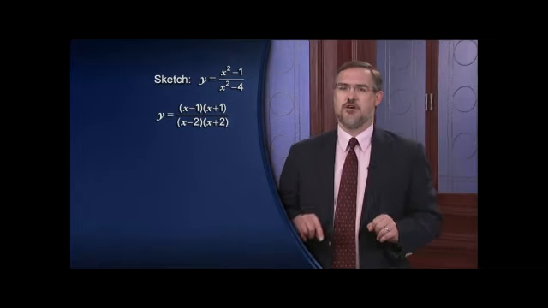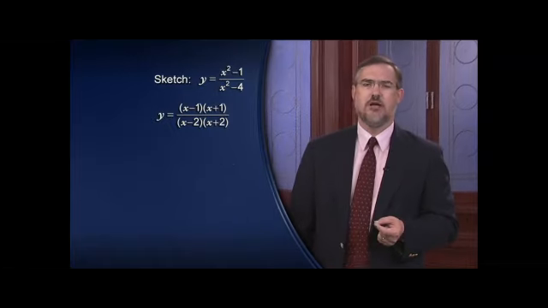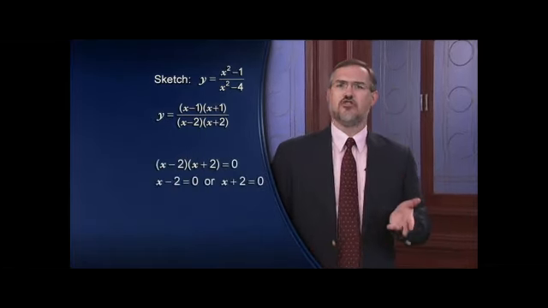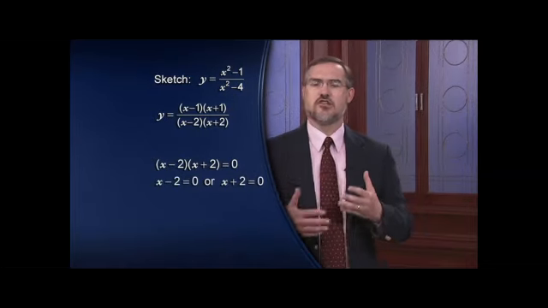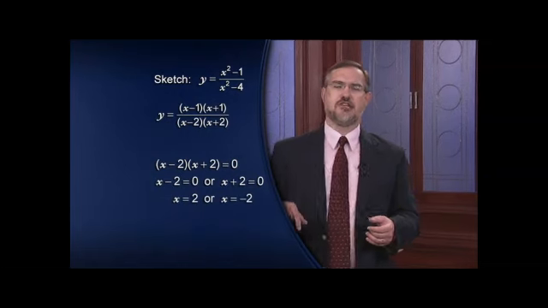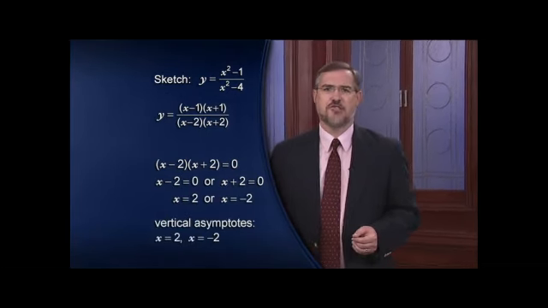Now, vertical asymptotes. Well, now you look at when the denominator equals 0, (x minus 2)(x plus 2) equals 0, and the two values of x that are going to cause those vertical asymptotes to occur will be at x equals 2 and x equals negative 2. So those are the equations of those two vertical asymptotes.